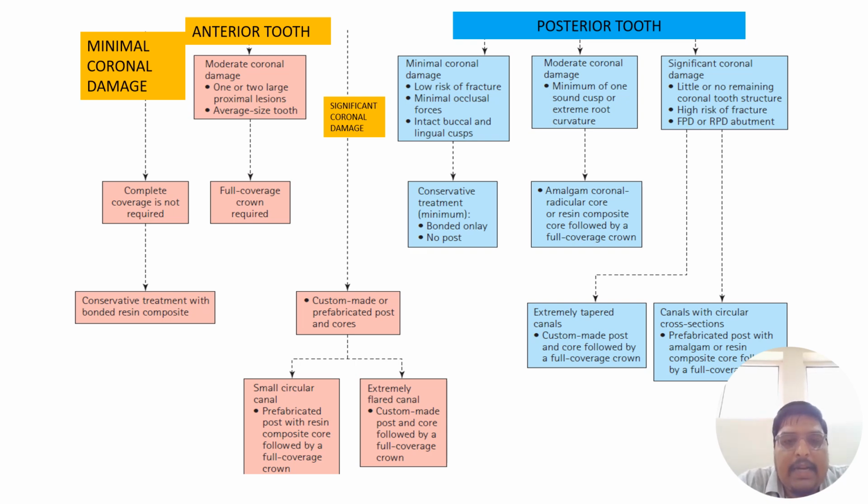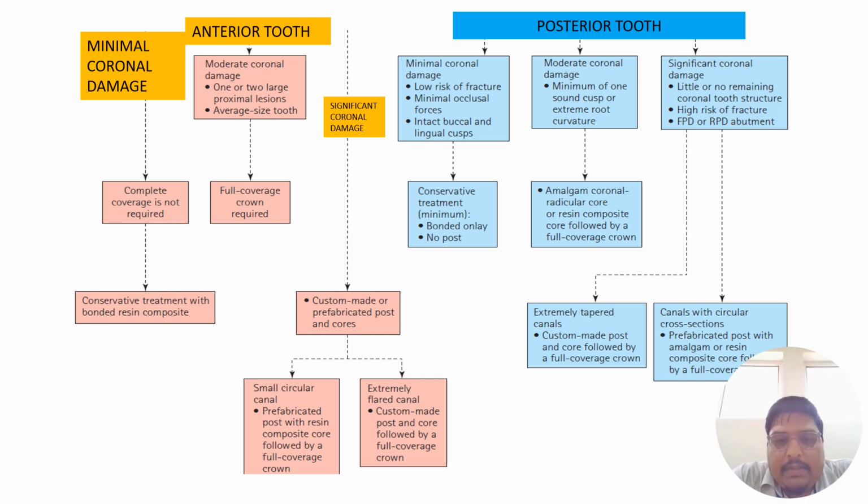Minimal coronal damage in an anterior tooth includes whether complete coverage is required or not. An anterior tooth which requires moderate coronal damage, one or two large posterior incisors, average tooth size, we have to determine the average tooth size, followed by whether full coverage is required or not, we have to decide.